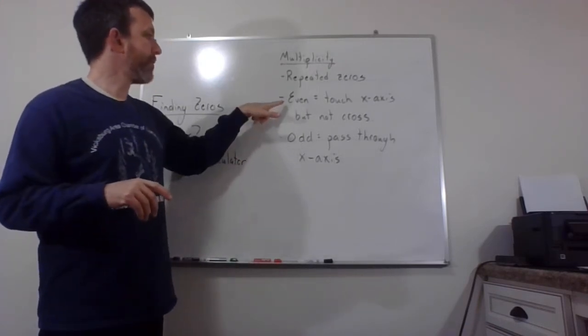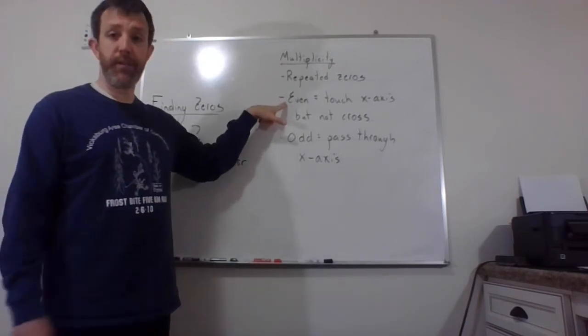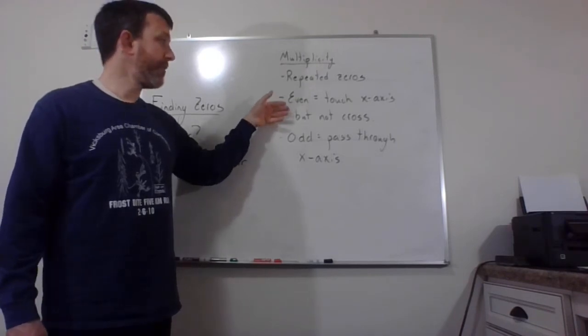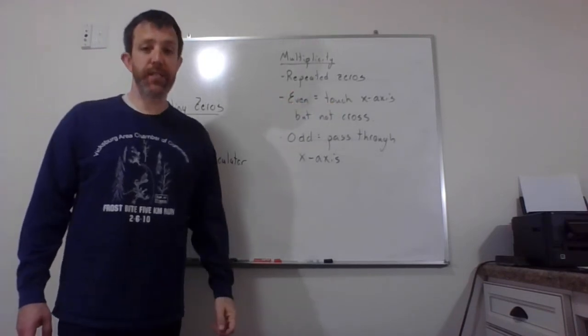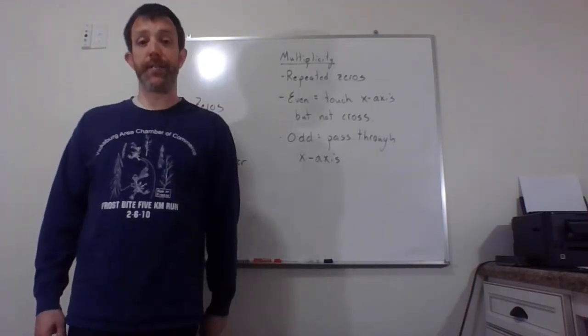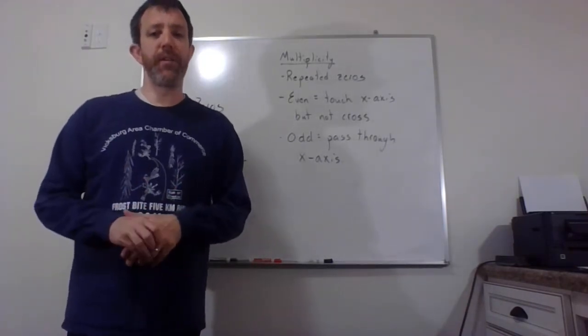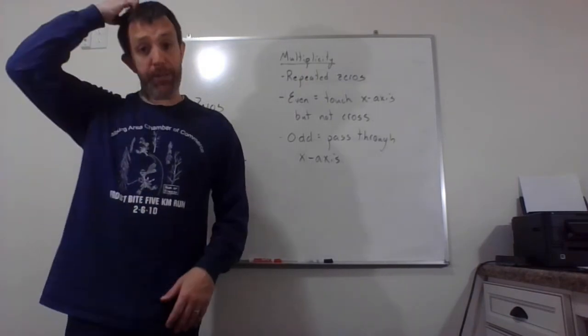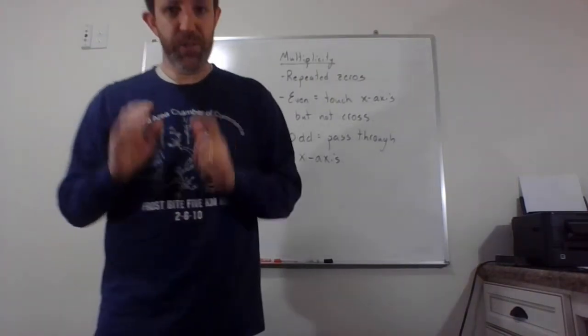They are repeated zeros. If it's an even power on that repeated 0, the graph is going to touch the x-axis but not cross. If it is odd, you will pass through the x-axis. So let's go ahead and get an example on the board and take a look at it. We'll talk about graphing here all at once. It's going to be super fun.